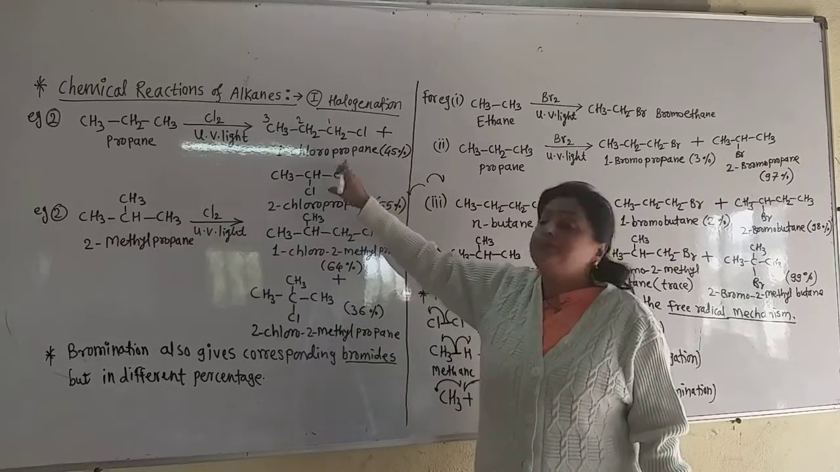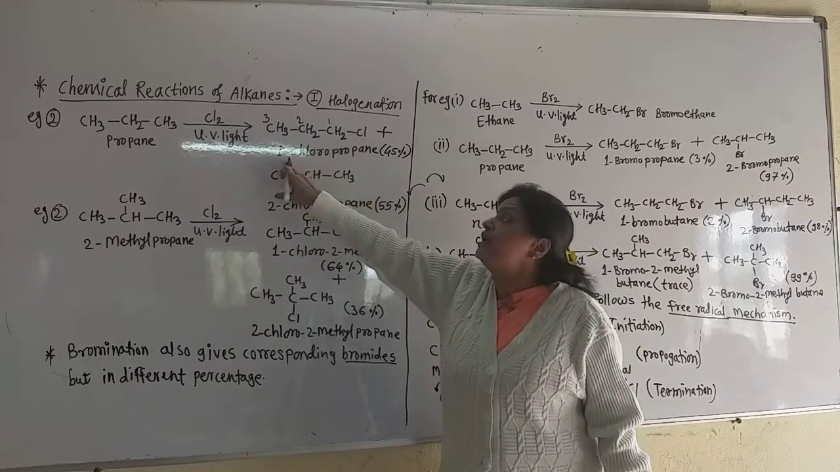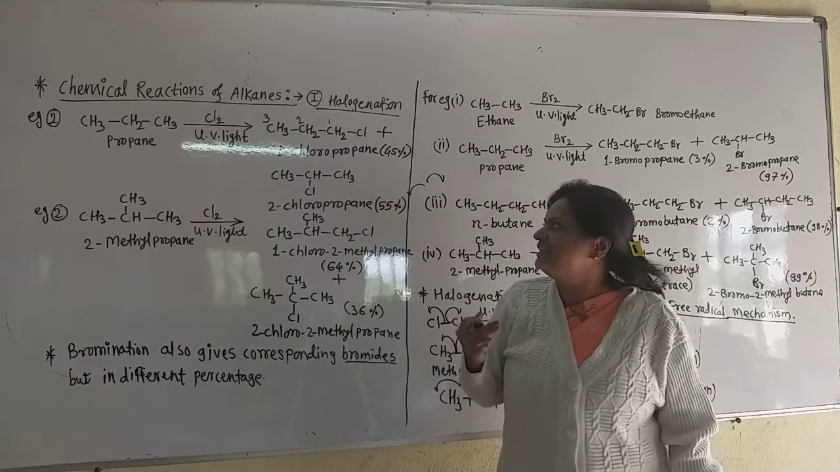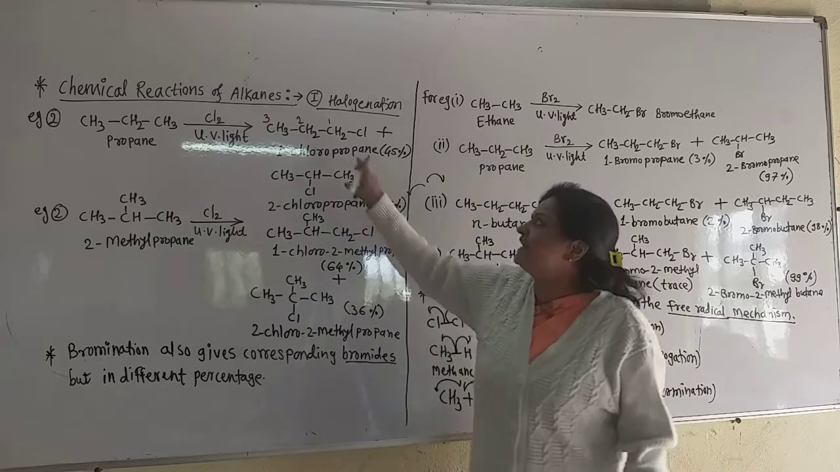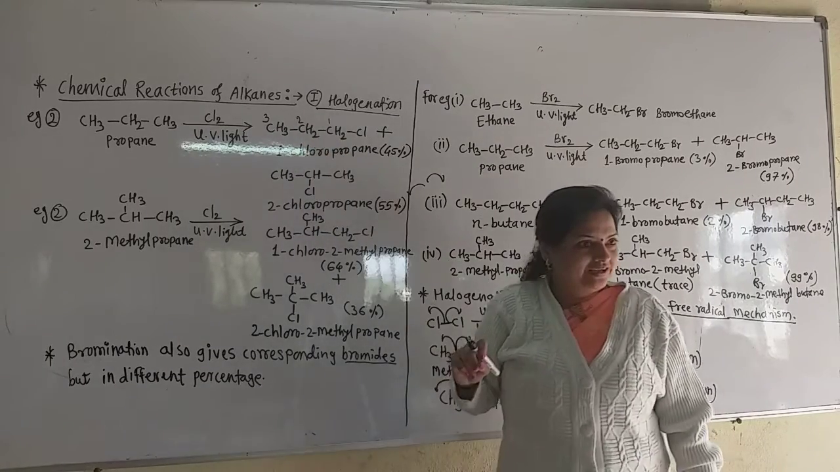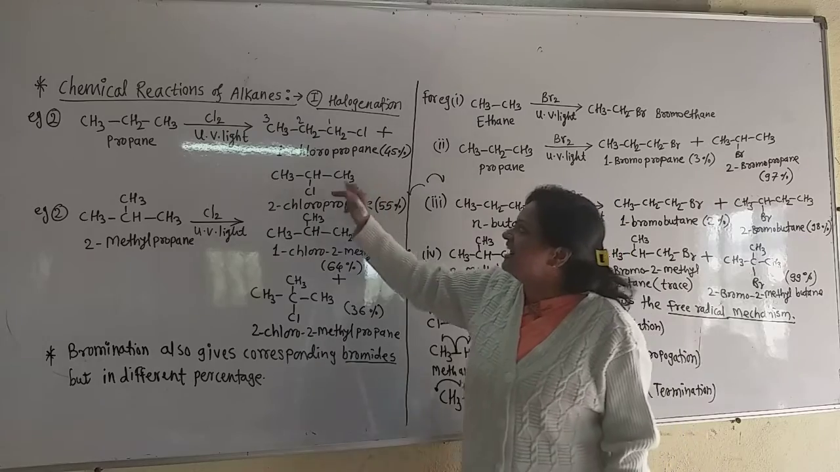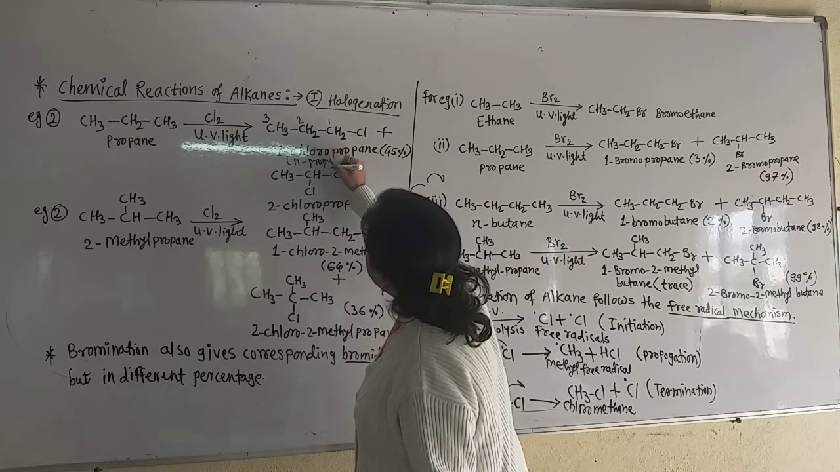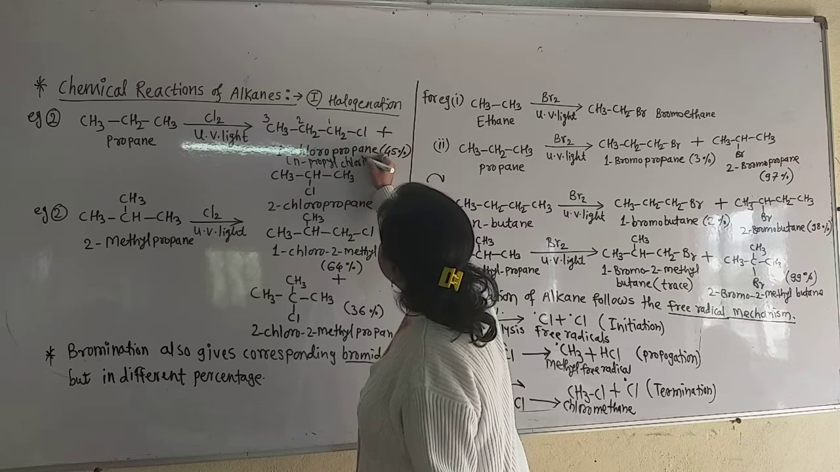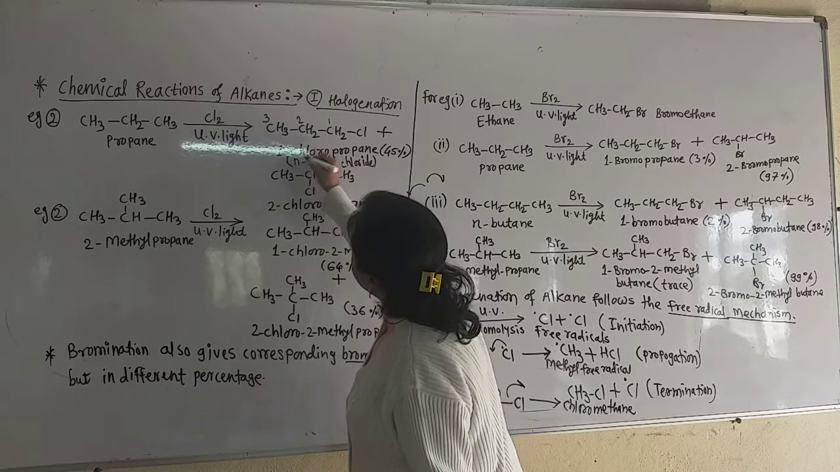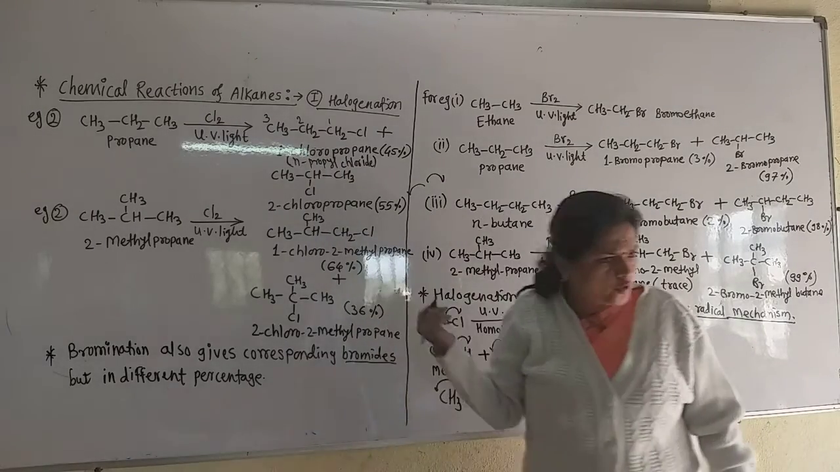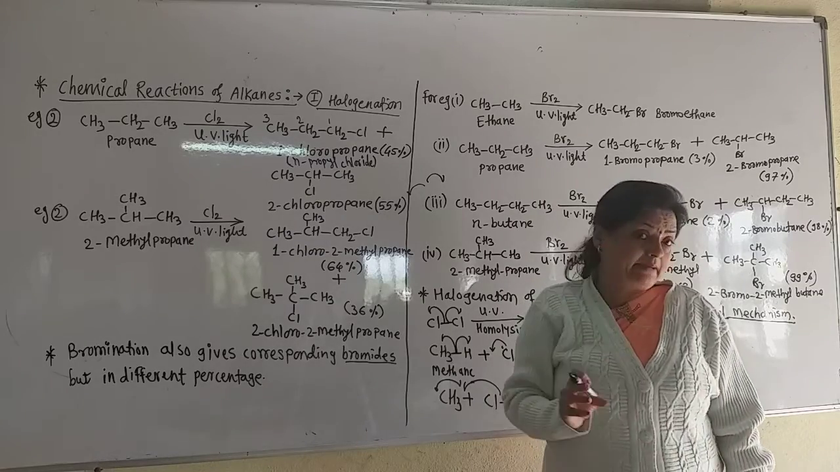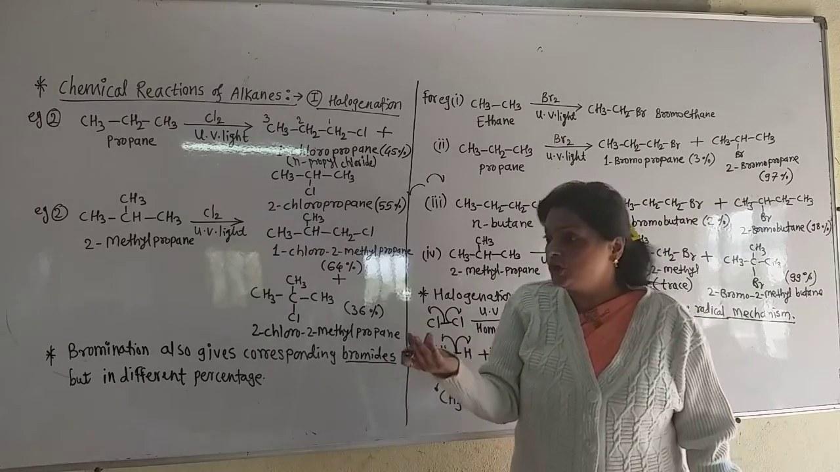So the name of this product is 1-chloropropane. But commonly it is called N-propyl chloride, because this is the normal propyl group. Remember both the names, you must know both of the names of this compound, that is 1-chloropropane or N-propyl chloride. Both are one and the same. One is the IUPAC name, another is the common name.